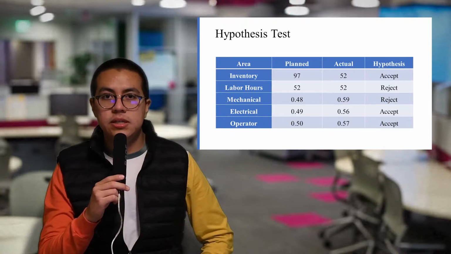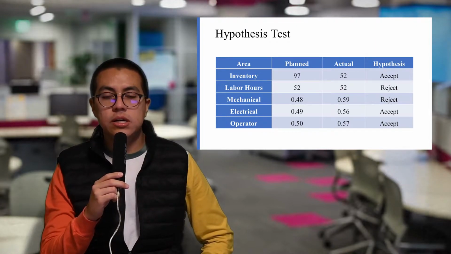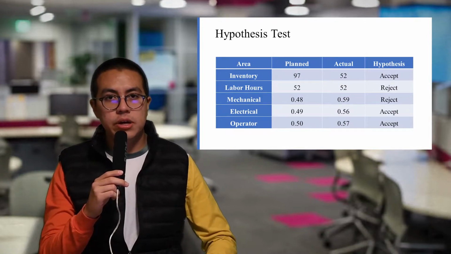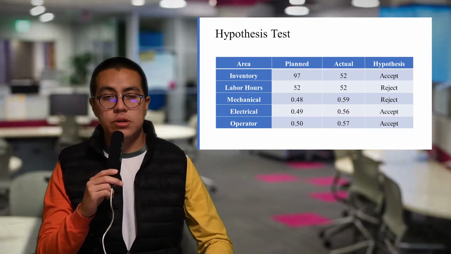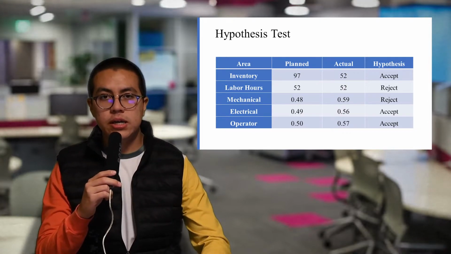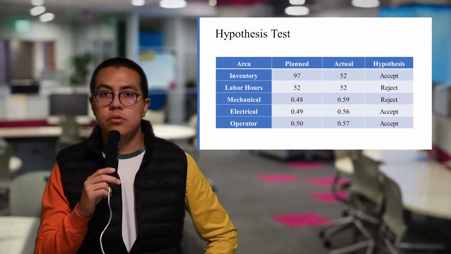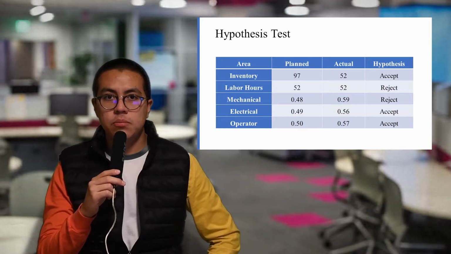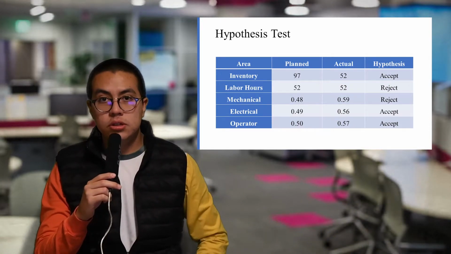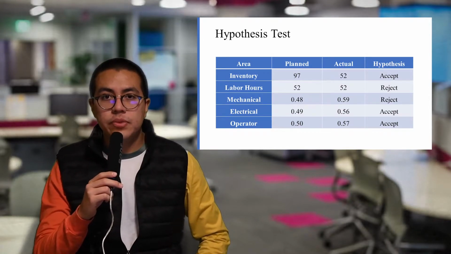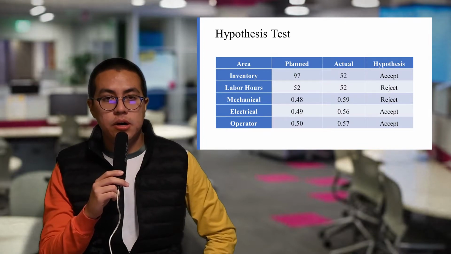For this hypothesis test, we said that our null hypothesis was that both means were equal, and our alternate hypothesis was that the means were different. So it was a two-tailed test, and we found quite shocking results because we got both a very far result from the parts available, and also we have a perfect result with the parts needed.